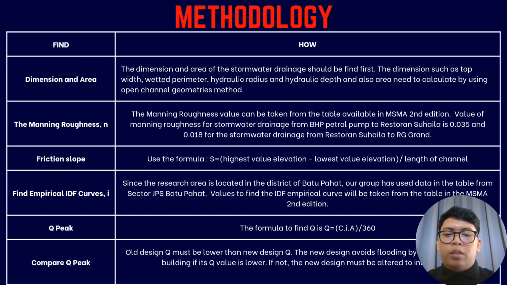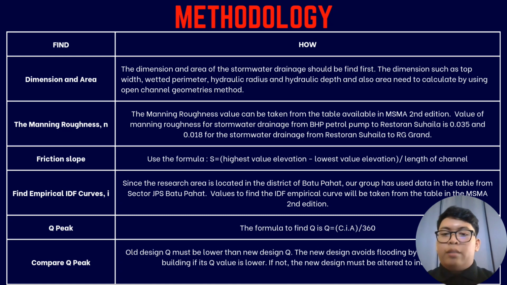For the methodology part, we will find a few variables to identify whether the new design of stormwater drainage fits the area to avoid the flood. First of all, we need to find the dimension and area of the stormwater drainage. The dimensions such as top width, wetted perimeter, hydraulic radius, and hydraulic depth, and also area need to be calculated by using the open channel geometric method.